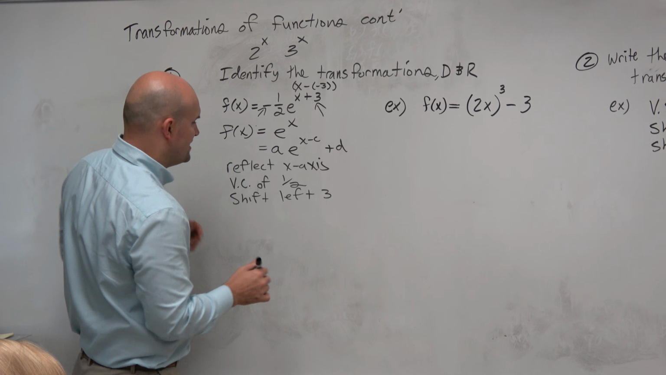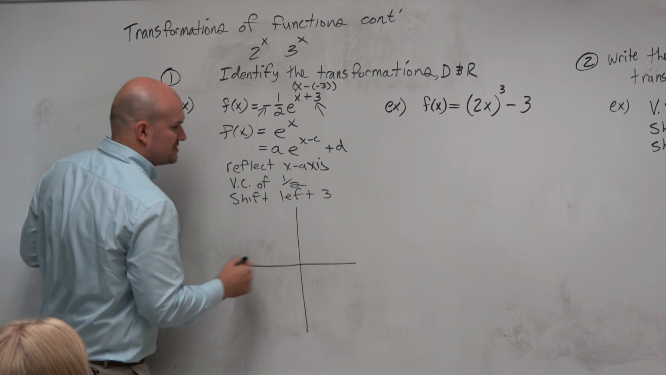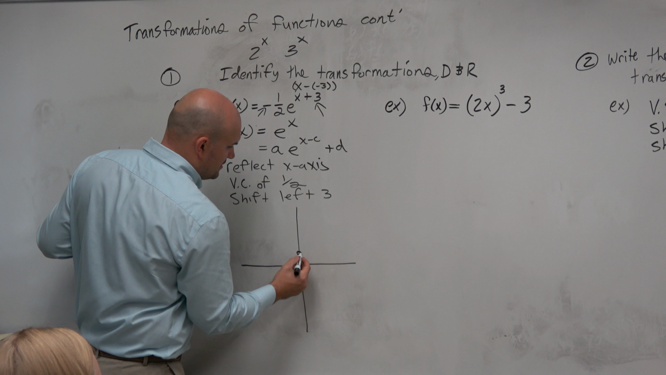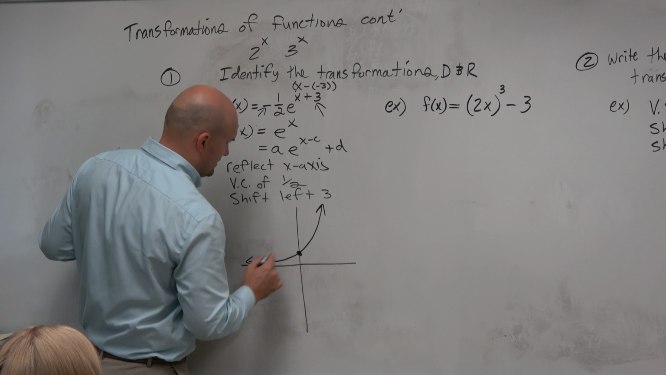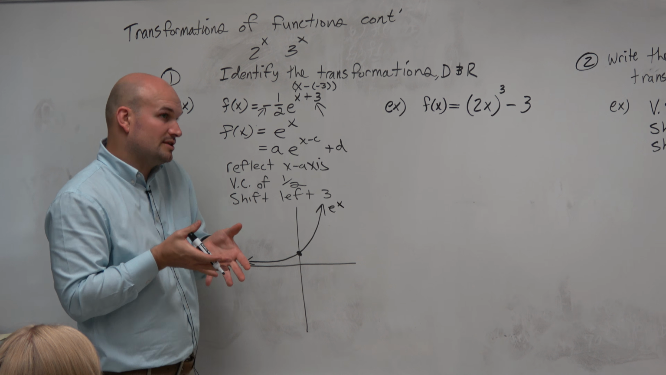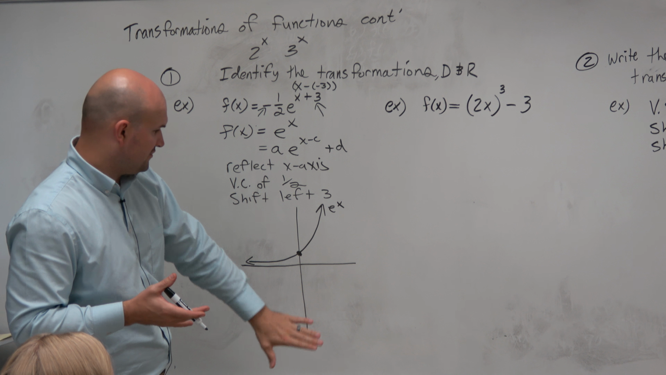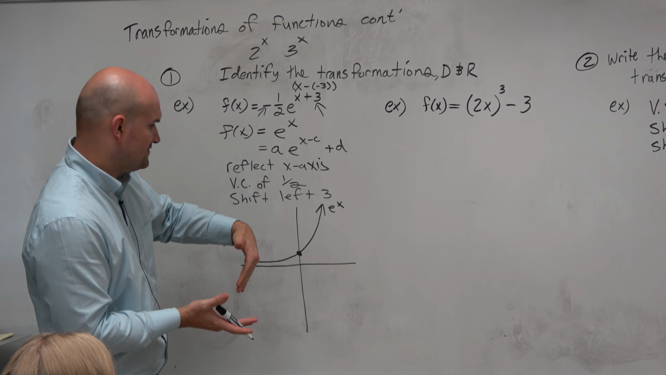All right, so now to identify the domain and range, I think it's best to make sure we know what the parent graph looks like. So let's graph e to the x. E to the x on your parent graph looks like this. That is the parent graph. So now let's go with all the transformations. This graph is being reflected, so it's going to be flipped over. It's being compressed, and it's being shifted left 3.